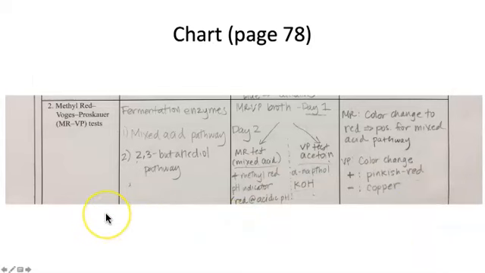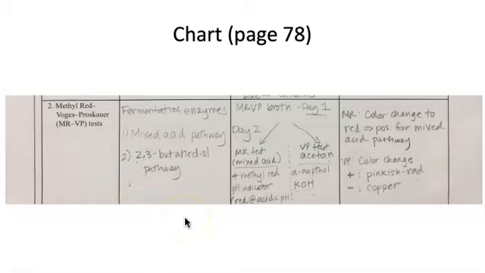So if you're filling in your chart, which you ought to be doing, on page 78 you can fill out this information. I've also put all of these charts on Canvas, so you can look at them under the lab photos module as well.